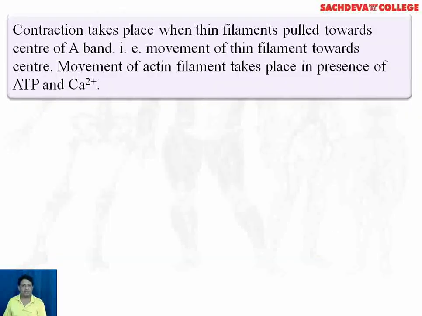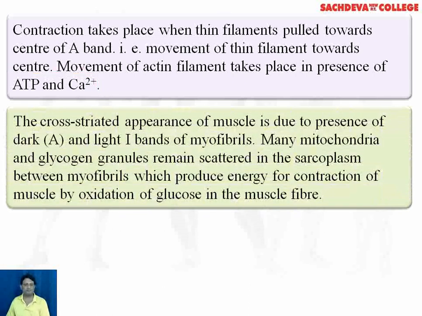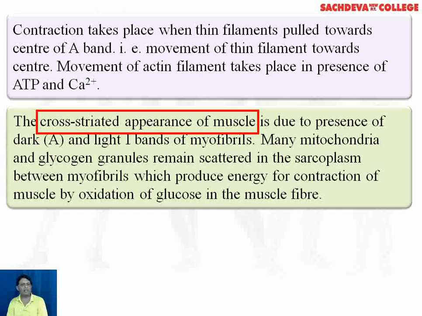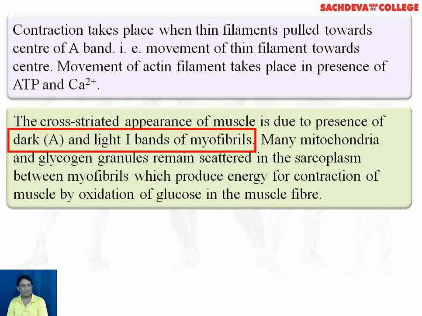Contraction takes place when thin filaments are pulled towards the center of A band, that is, movement of thin filament towards center. Movement of actin filament takes place in the presence of ATP and calcium. That is, ATP and calcium are required for muscle contraction. If the body is devoid of calcium or ATP, the muscle contraction stops. The cross-striated appearance of a muscle is due to presence of dark or the A band and the light or the I band of myofibrils.